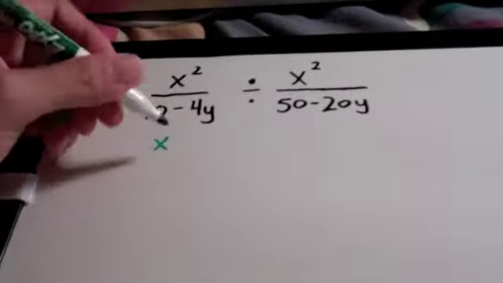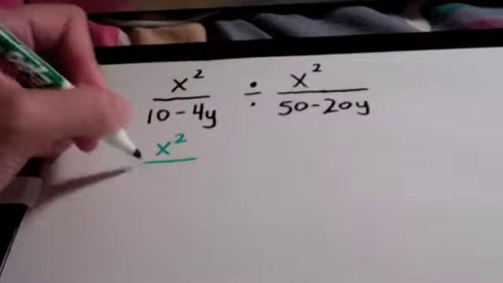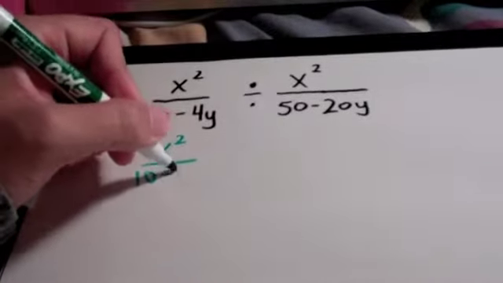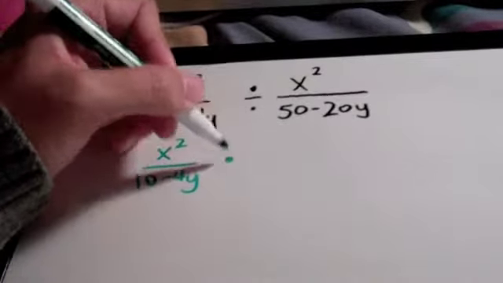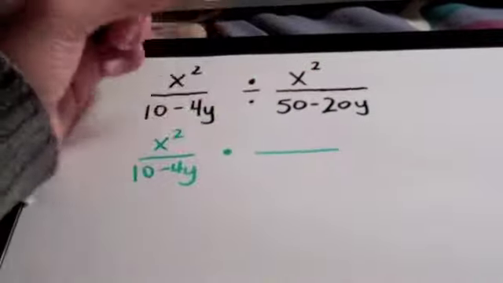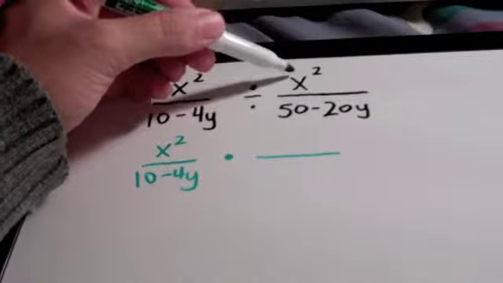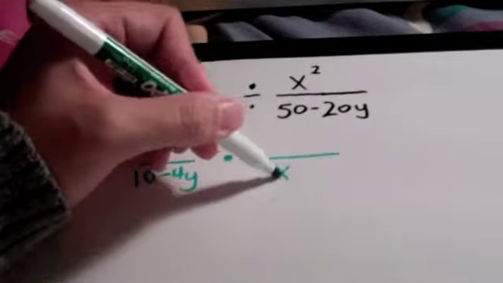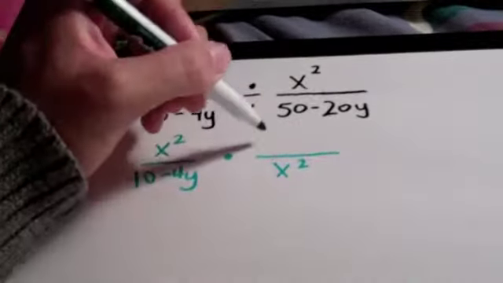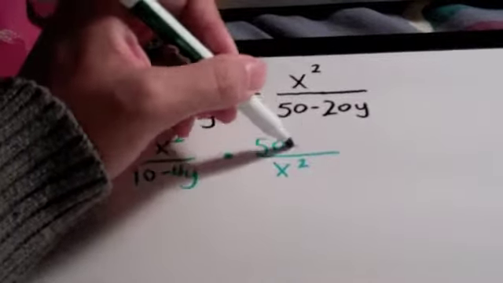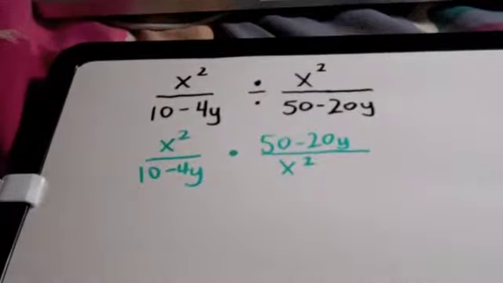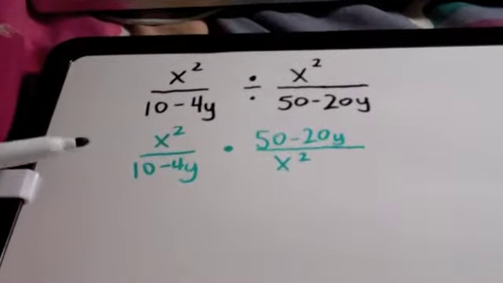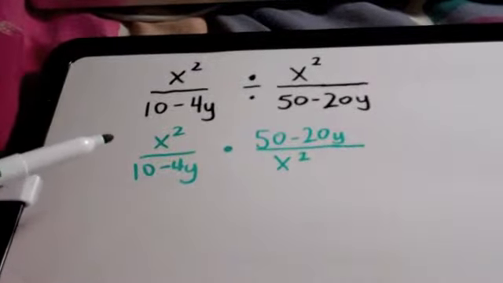This first piece will stay the same. It'll still be x squared over 10 minus 4y. And we'll change this to multiplication. And now all we do is put what's in the numerator into the denominator. So this will be x squared down here. And this will be 50 minus 20y. Okay, now that we've got that, our next step is going to be to factor.